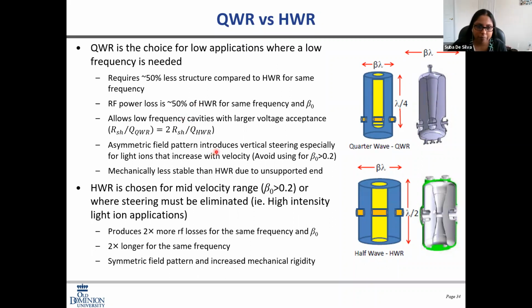But as I mentioned, at some point, even though these factors are true in terms of power and size, because of this vertical electric field that's here, the quarter wave cavities cannot be used for betas much higher than 0.2 or so. And also for the quarter wave cavity, because this inner conductor is only mounted here, it's not mechanically stable to go to much larger cavities as well.